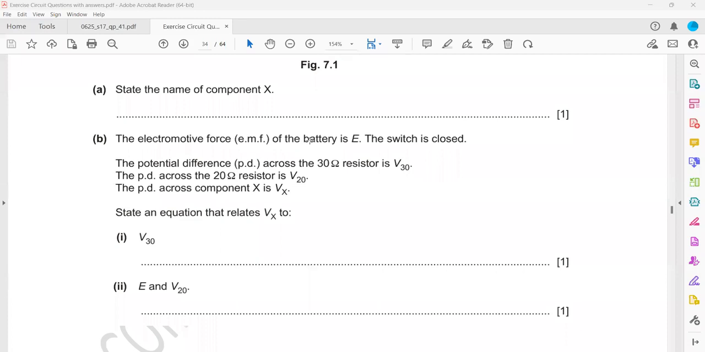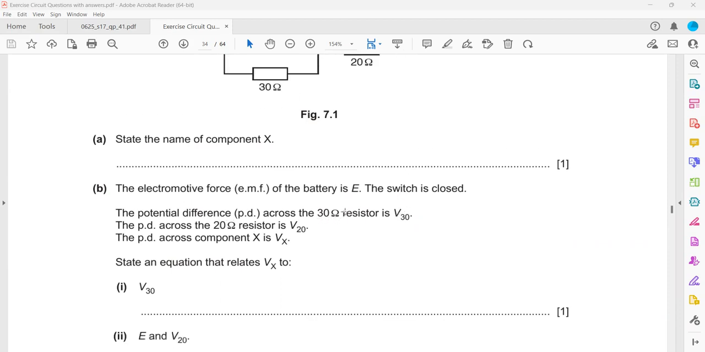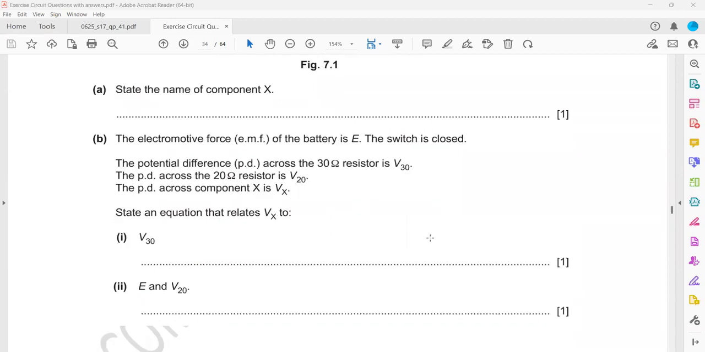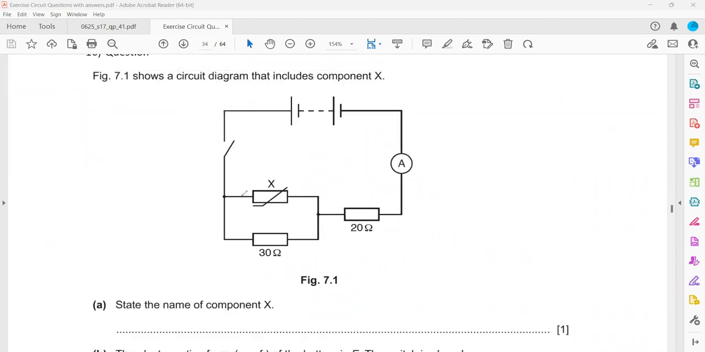The electromotive force, EMF, of a battery is E. The switch is closed. The potential across the 30 ohm is V30 and the potential across the 20 is V20. The potential across X is Vx. State the equation which relates V30. Look, they said the voltage here is V30 and voltage here is V20. What is the equation? And the voltage here is Vx.